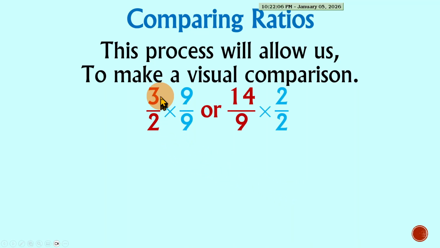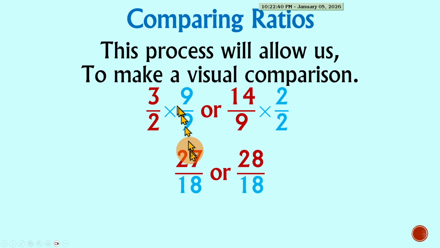When we multiply 3 halves by 9, we have to make sure that the numerator and the denominator are both 9. Even though I'm saying 9, we're actually multiplying by 1 so that the value of the ratio doesn't change. So we put 9 ninths, which is 1, and we put 2 halves, which is also 1. When we multiply these two ratios, the value doesn't change, because when you multiply anything by 1, the value stays the same.